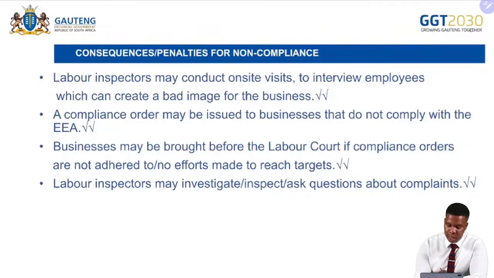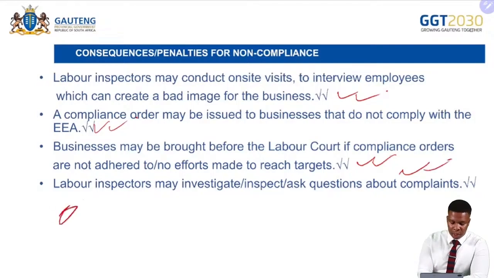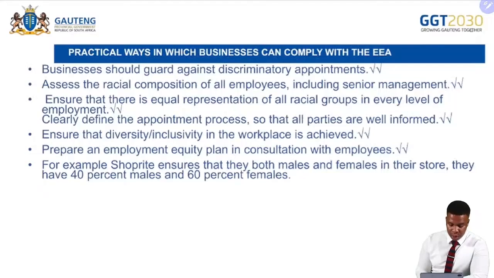Labor inspectors may now conduct on-site visits to interview employees, which can create a bad image, 2 marks. And then a compliance order might be issued to businesses that do not comply with the Employment Equity Act, and a business may be brought before the labor court if compliance orders are not adhered to and no effort is made to reach their targets, meaning by hiring those who were previously disadvantaged. And labor inspectors may investigate or inspect or ask questions about complaints. So the learner would get 8 here. We skip a line, then move into the other part, practical ways, as we proceed.